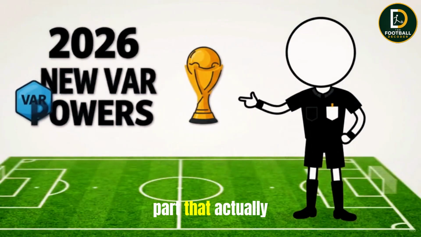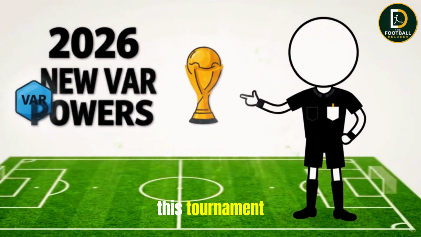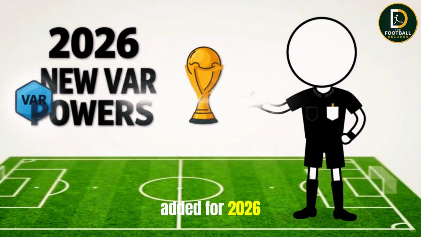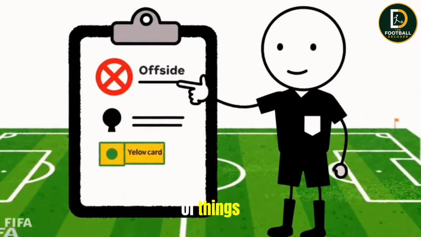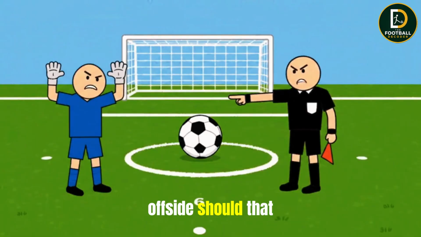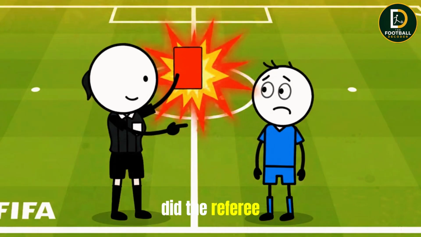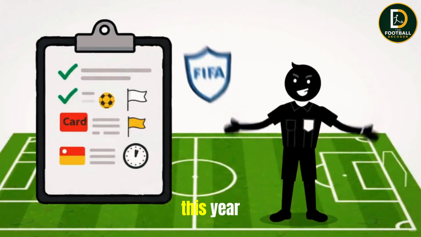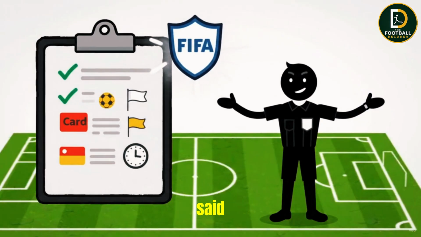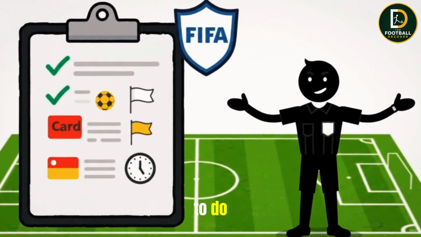Now here's the part that actually changed heading into this tournament. The new powers added for 2026. For years, VAR could only check a short list of things. Was that goal offside? Should that have been a penalty? Did the referee accidentally card the wrong player? That's basically it. This year, FIFA looked at that list and said, let's give it a lot more to do.